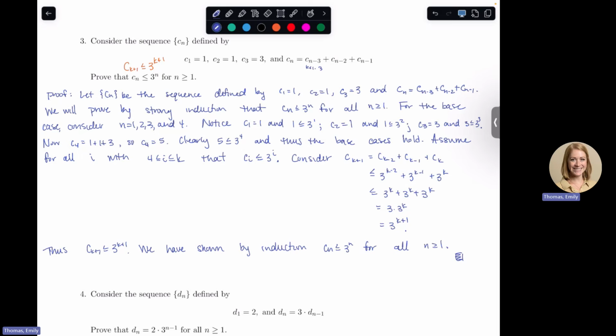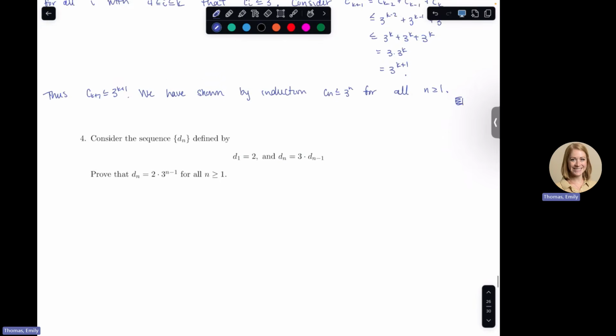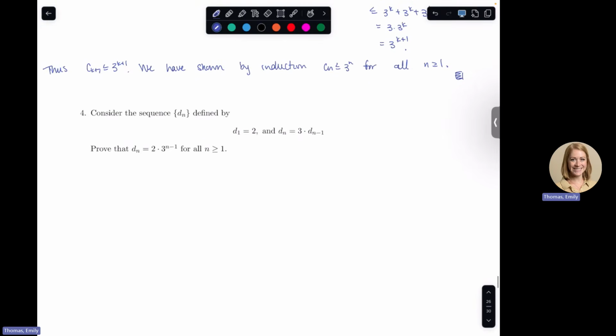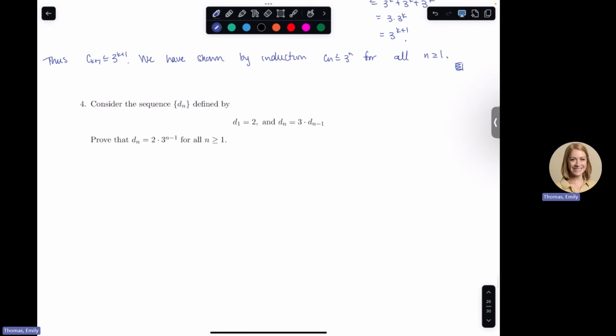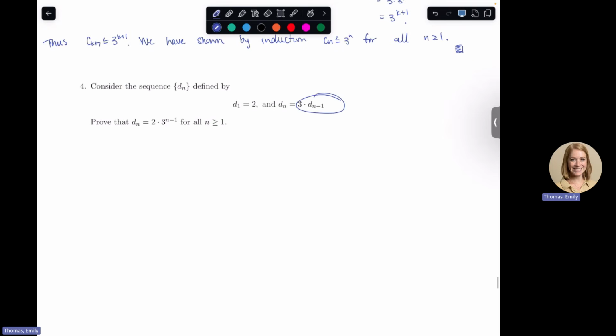How are we doing? Good? I don't really want to do number 4. Right. But this one you don't even need strong induction for. You can use regular induction. Give that a shot and then send it to me if you want me to look over it. How about that? Okay. Regular induction works because this is only defined with one thing in front of it. So assuming the kth will give you the k plus first.